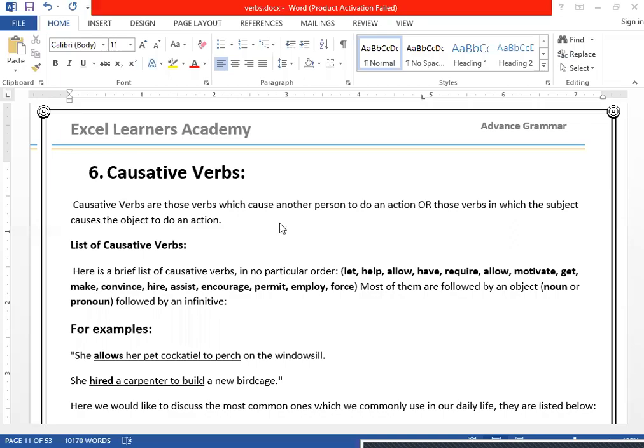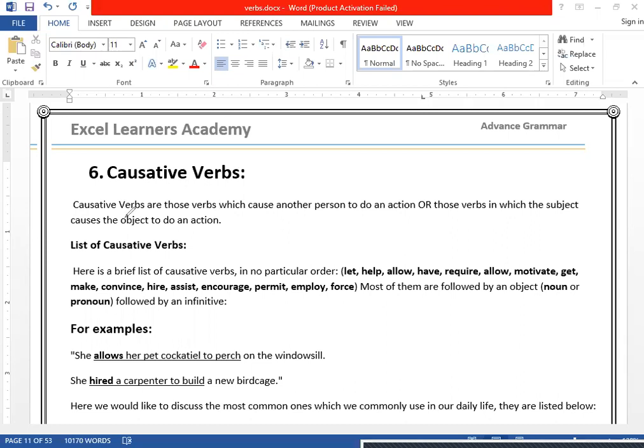All right, Bismillahirrahmanirrahim. We are here with another type of verbs, and we call them causative verbs, clear? Causative verbs are another type of verbs that we will talk about in today's lecture. So let's make a start with it.